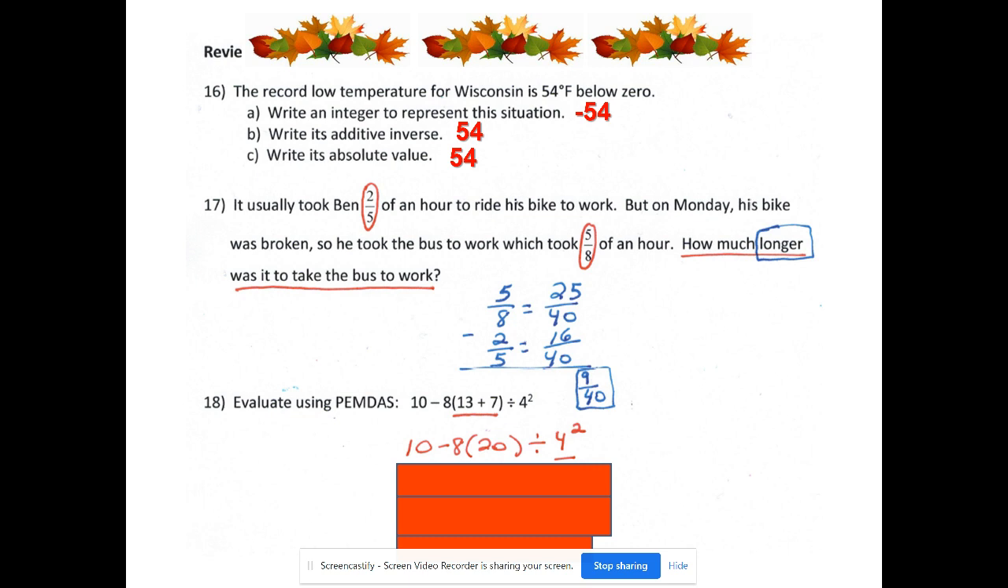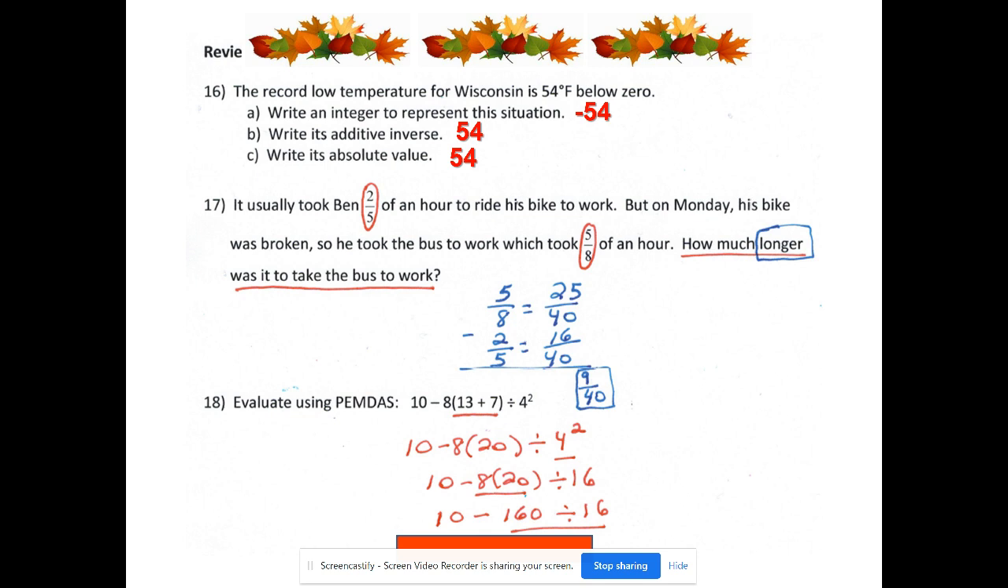The next thing we have is 4 squared. So that's our exponent. 4 squared is 16. So I have 10 minus 8 times 20 divided by 16. Now I have subtract, multiply, divide. Multiply comes first. So 8 times 20, negative 8 times 20 is negative 160. So 10 minus 160 divided by 16.